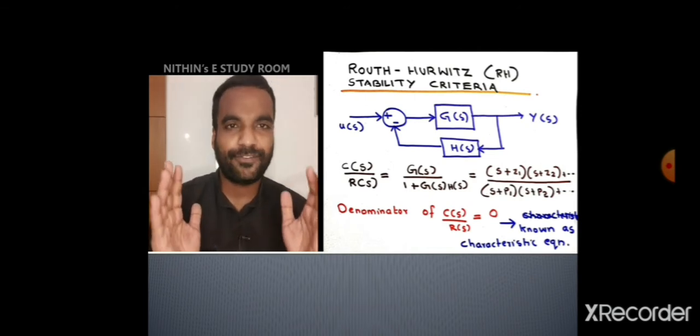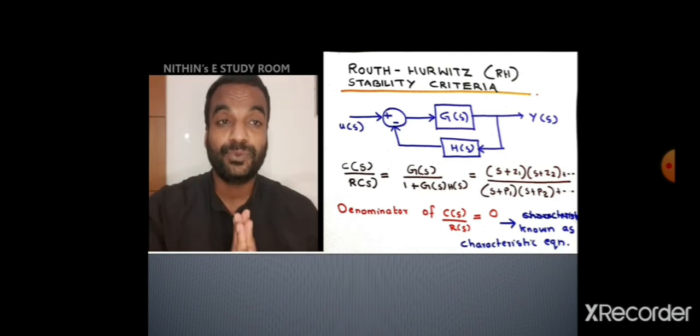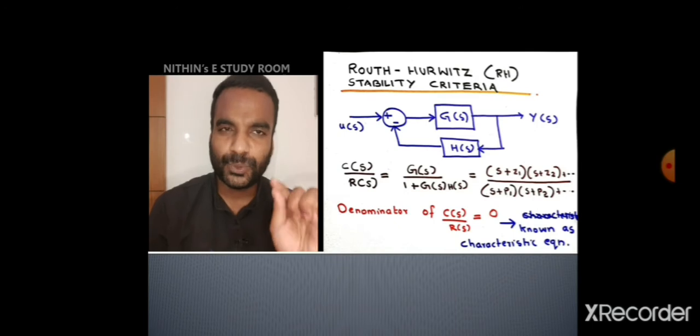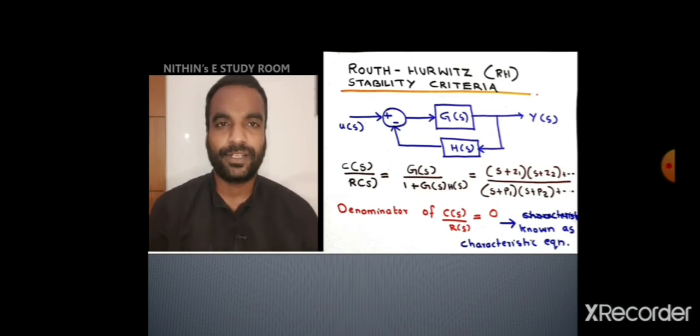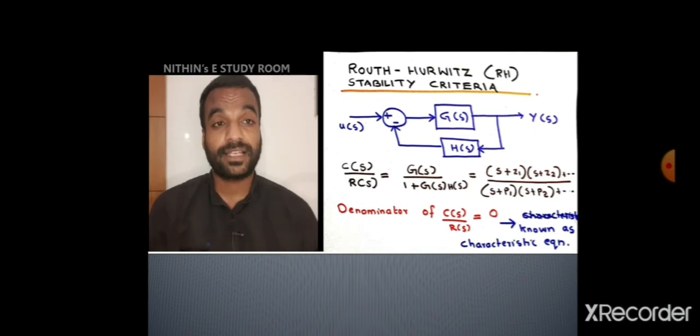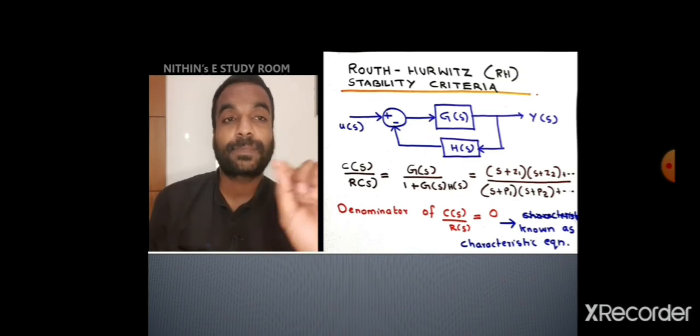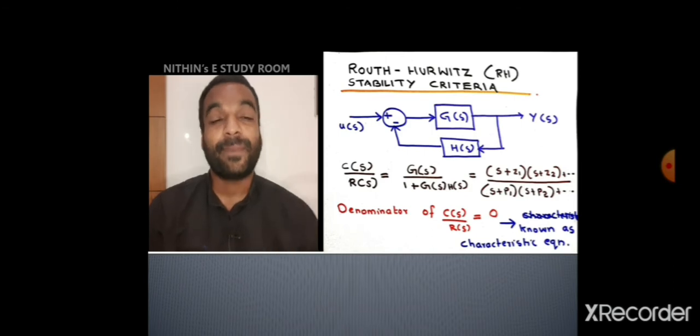Please be clear. If a transfer function is given, C of s by R of s is equal to s plus 2 divided by s plus 2 into s plus 3. Please write it in your notebook. S plus 2 by s plus 2 into s plus 3. What are the poles and what are the zeros? The numerator will give zeros and denominator will give poles. Equate the numerator to 0. What is there in the numerator? S plus 2. So s plus 2 is equal to 0, then s is equal to minus 2. That is the one and only zero of that case.